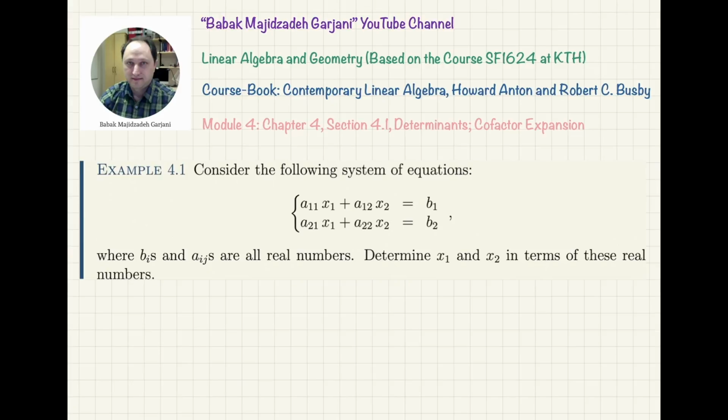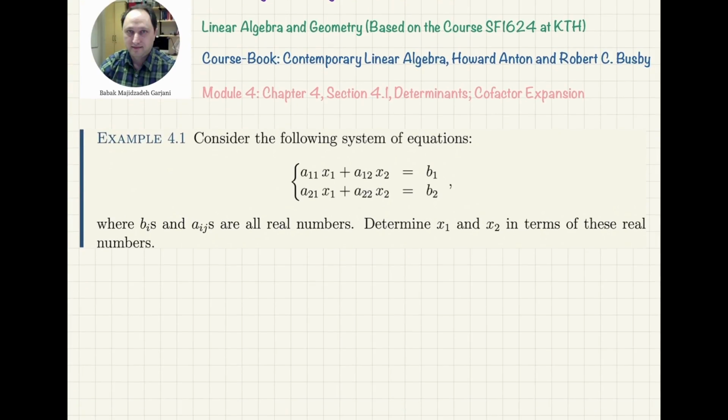Historically, the notion of determinant appeared in mathematics when people were studying the properties of systems of linear equations with the same number of equations as the number of unknowns. And they wanted to derive suitable formulas in order to determine the solutions to this kind of system. So let us start with an example to make things a little bit clearer for you.